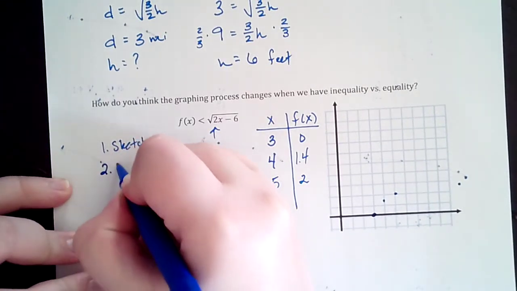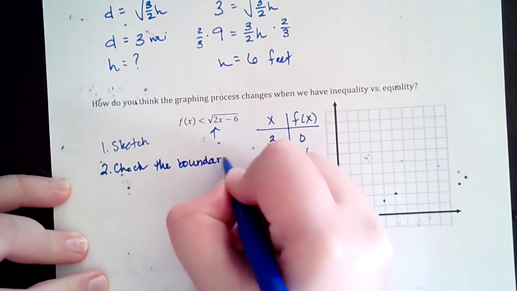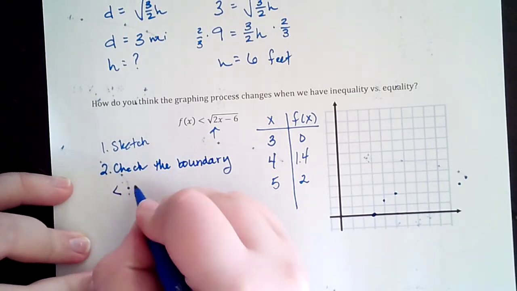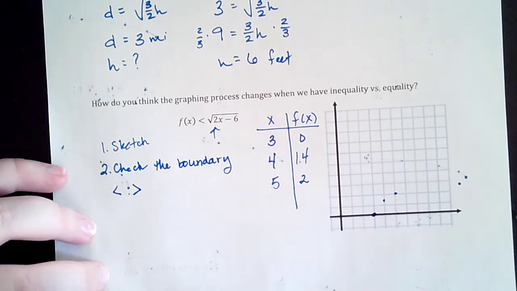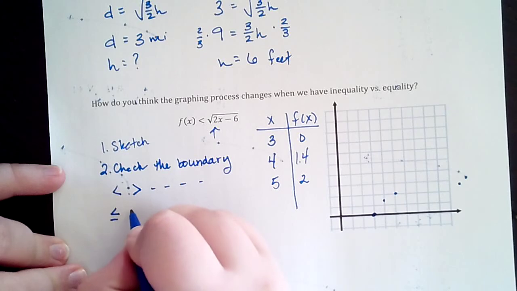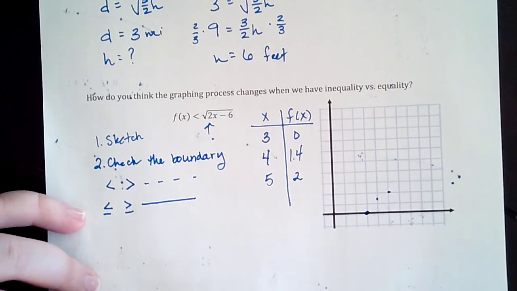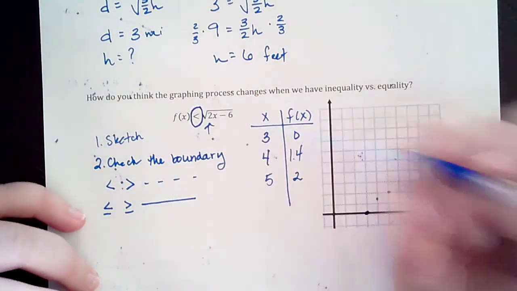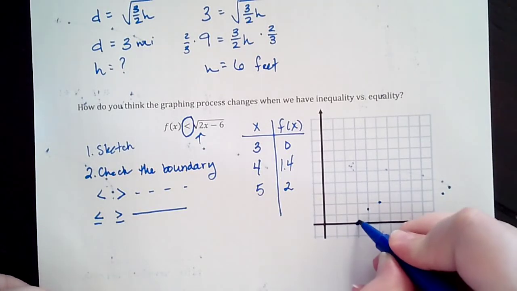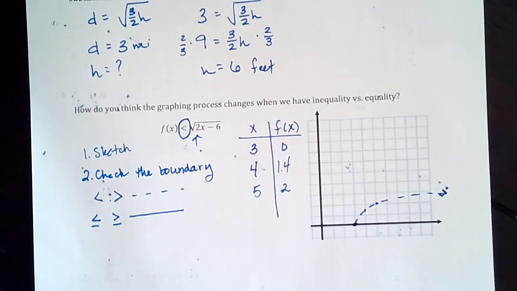I want to check the boundary. And hopefully we remember which of our signs gives us which boundaries. If I have a less than or greater than sign with no line underneath, that's going to be a dashed boundary. If I have the less than or equal to or greater than or equal to, that is where I have a solid boundary. So if we go back up and check our function, I only have the less than, meaning it is a dotted boundary. So I'm going to go ahead and put in the dashes there.